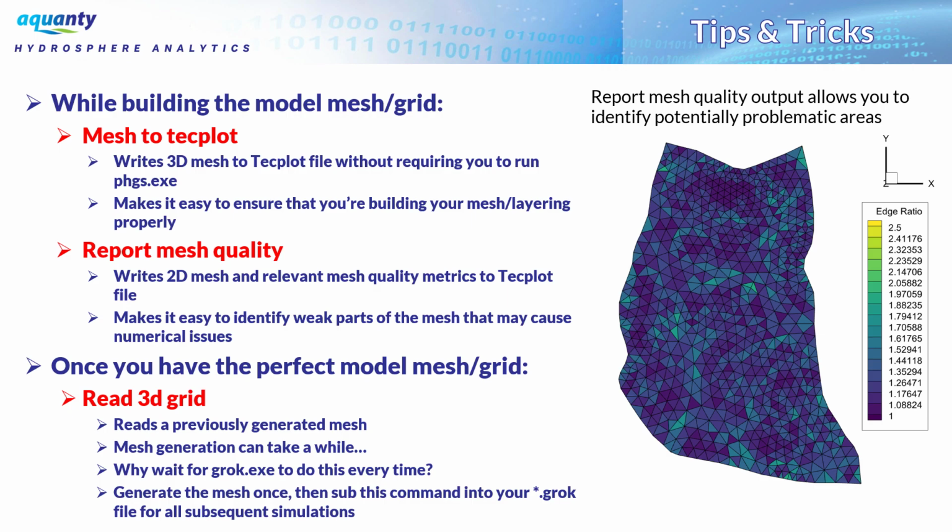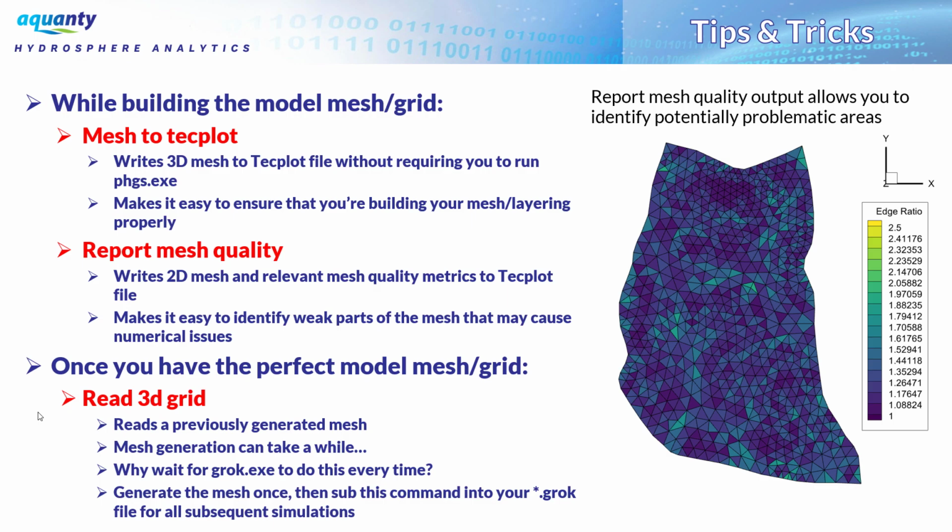Once you've developed the mesh and you're happy with it, use the command read 3D grid. It makes it so that you don't have to reproduce the mesh every time that you run grok.exe. It will simply read a pre-existing mesh. So you can generate the mesh once and then just use this command for all subsequent times that you run grok.exe.